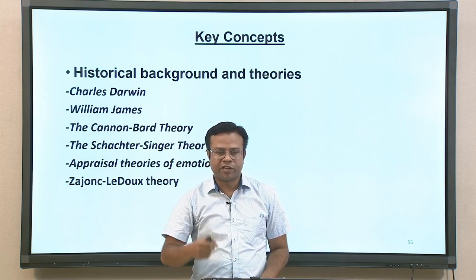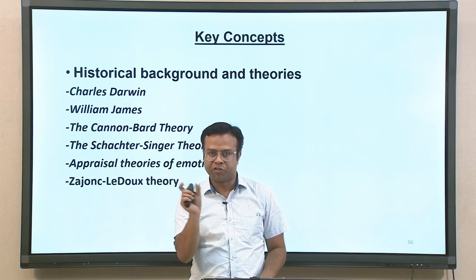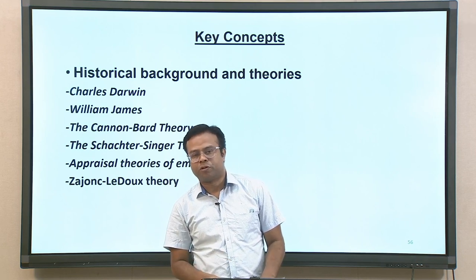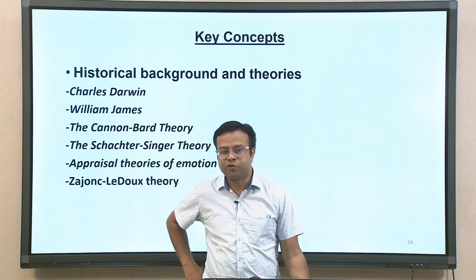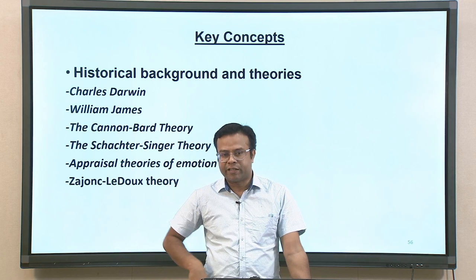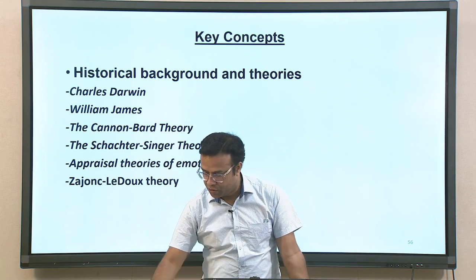So, in today's lecture, we will specifically talk about Charles Darwin's concept of emotions, then we will talk about William James' theory, then the Cannon-Bard theory, then the Schachter-Singer theory, appraisal theories, and at the end we will talk about the Zajonc-LeDoux theory. So, let us start today's lecture.